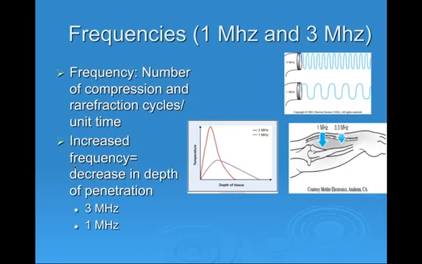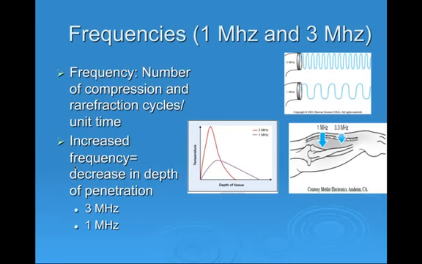And that's shown in both the diagrams that you see to the right, just showing the depth of tissue heated by 1 megahertz, which is deeper, usually about 5 centimeters or 2 inches or so. And then 3 megahertz is usually 1 to 2 centimeters, so a little less than an inch.